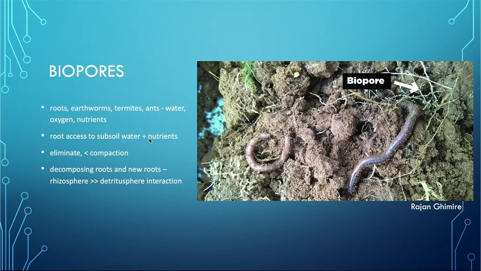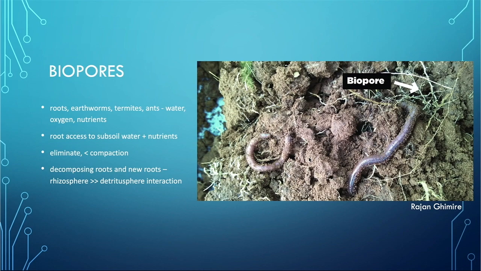Root access to subsoil water and nutrients as well, because they can grow deeper when there's more pores, more porosity in the soil, where the structure is nice and spongy. The roots can access deeper parts of the soil getting nutrients. And also the biopores eliminate and reduce compaction, or prevent it even. But when the structure is already compacted, like in agricultural systems, allowing these organisms to come through, they will actually increase that. But when we actually do the destruction and the compaction, these organisms and root access is reduced greatly.